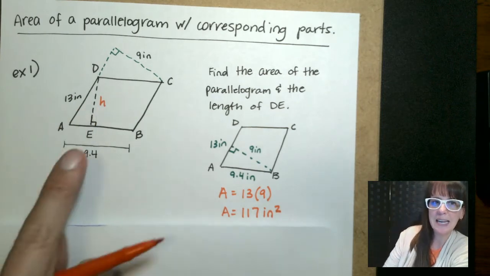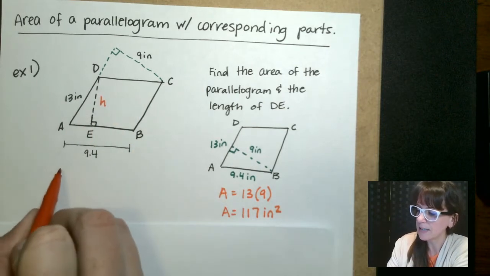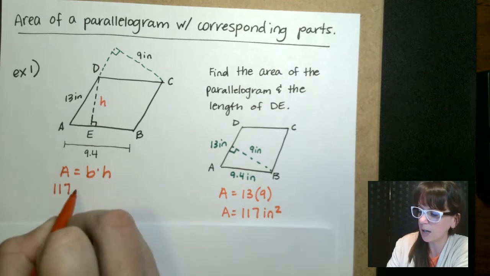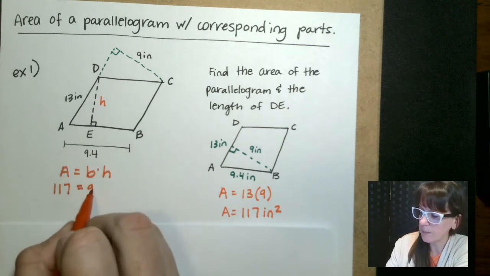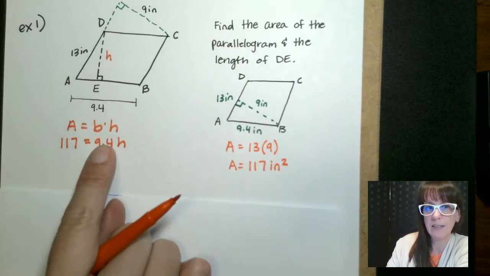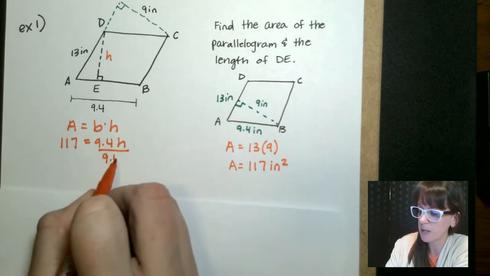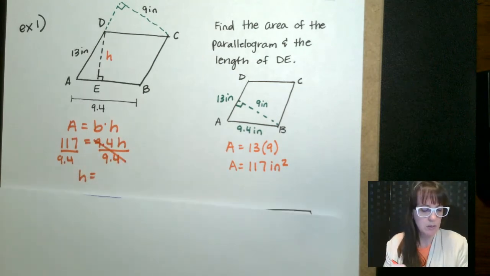Okay, well, looking at this now, let's go at it from this angle. We know that the area equals base times height. We know the area is 117 inches squared. And then our base here is 9.4 multiplied by h, our height, which we don't know. And now we just have a simple equation to solve. 9.4 times h, the opposite of multiply is divide. Divide by 9.4, divide by 9.4, and we get h equals 117 divided by 9.4. It gives us 12.45 if we're going to round it.